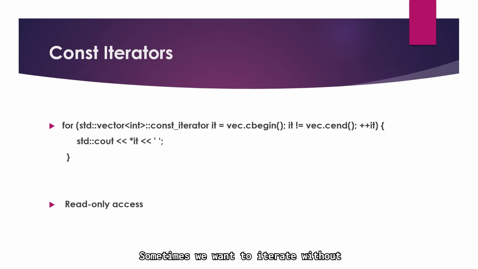Sometimes we want to iterate without modifying the vector. That's where const iterators come in. They enforce read-only access to the container during iteration, preventing accidental changes. This improves code safety and helps other developers understand that the data is not being altered. Use cbegin and cend instead of begin and end for this. It's a good habit to use const iterators in functions that only read data.